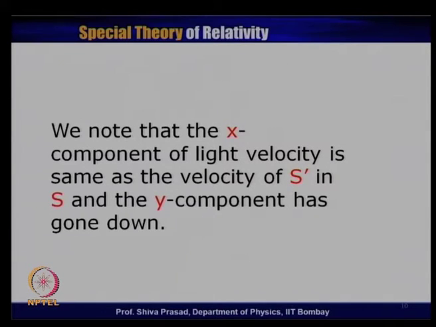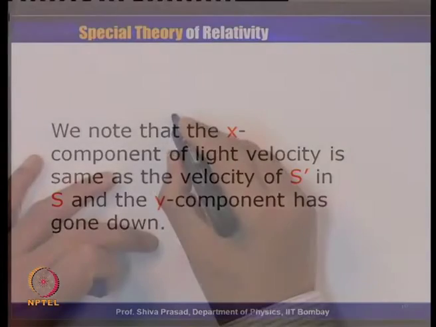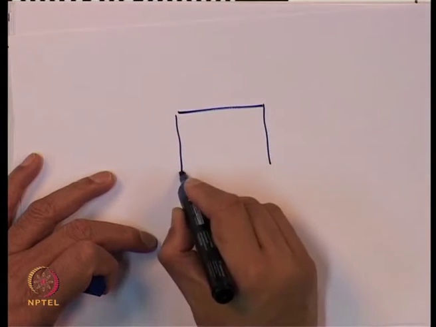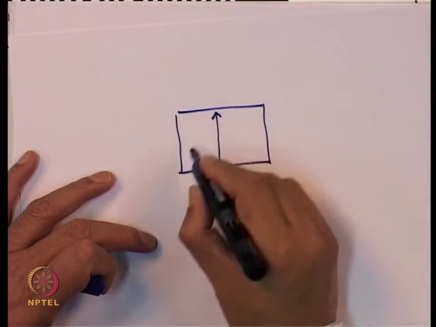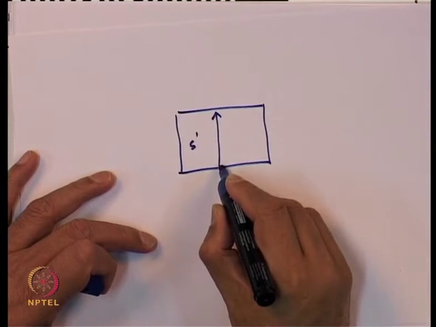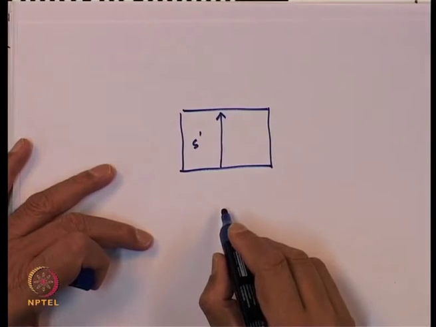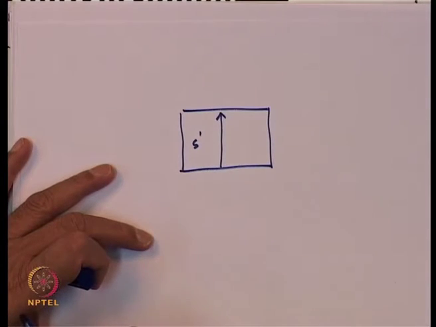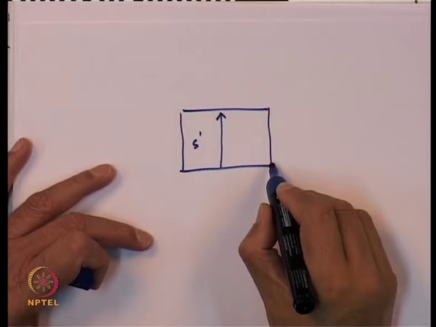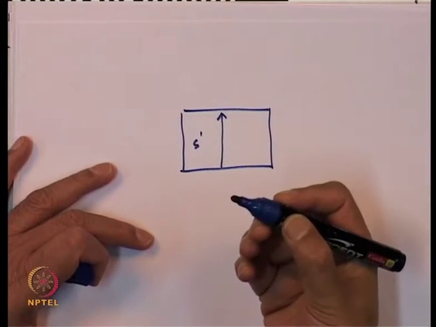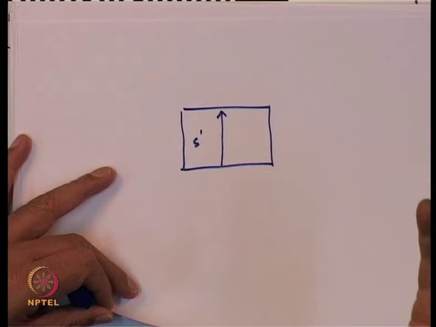It is again similar to what we have observed classically, that if a ball is thrown vertically upwards as seen by S prime, this ball does not really move vertically upwards as seen by the observer here, but it also develops x component of the velocity, which is same as the velocity of the train. That is what we have seen in classical mechanics also. That is what we are seeing here also, that this particular light now has developed x component, and this x component is same as the velocity of S prime as seen in S, which is the same as the velocity of the train.